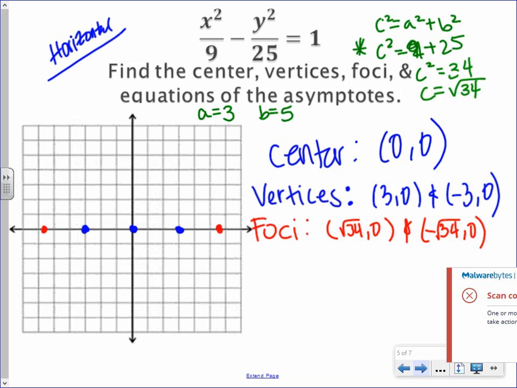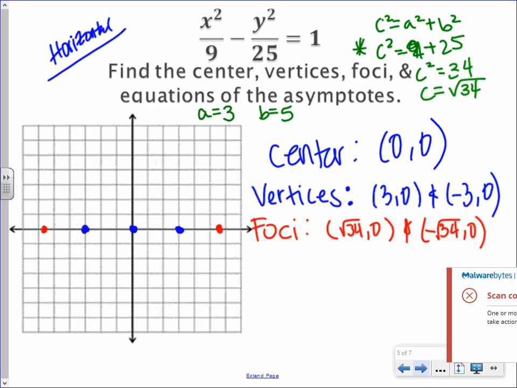I will remind you that in a hyperbola, your foci will be further away from the center. In an ellipse, they will be closer than the vertices. So that should give you an idea. If you mix up your C squared formulas, you at least know which ones should be outside versus inside the vertices. Okay, let's talk about our asymptotes.